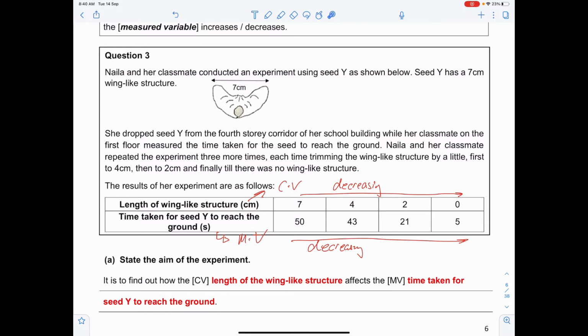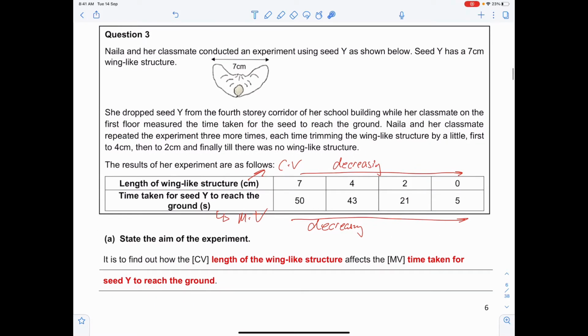Similarly, for my measured variable, I will do the same. Draw an arrow to show how it is being read, and then after that write down whether it is increasing or decreasing. So one look at this, I know that when my change variable decreases, my measured variable will also decrease because they are moving in the same direction.